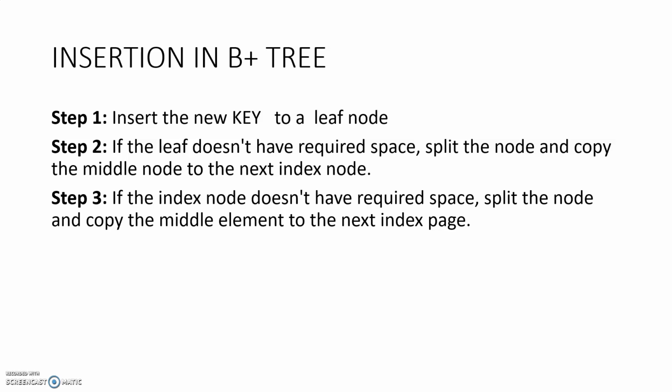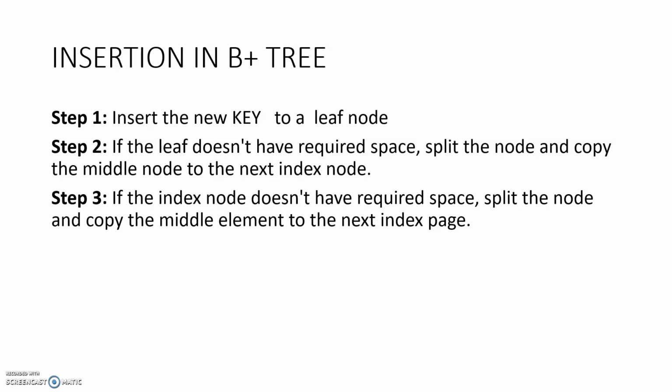The algorithm is: insert a new key into a leaf node. If the leaf does not have space, split the node and copy the middle element to the next index node. If the index node does not have space, split the node and copy the middle element to the next index node. Insertion is more or less the same as in a B tree, with a very small difference, because there are two different types of nodes, index nodes and leaf nodes. Index nodes behave the same way as in a B tree, whereas data nodes, or leaf nodes, behave a bit differently in a B plus tree. So there is a very small difference.